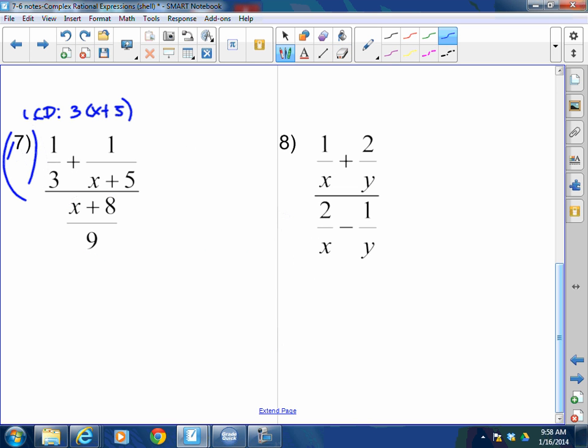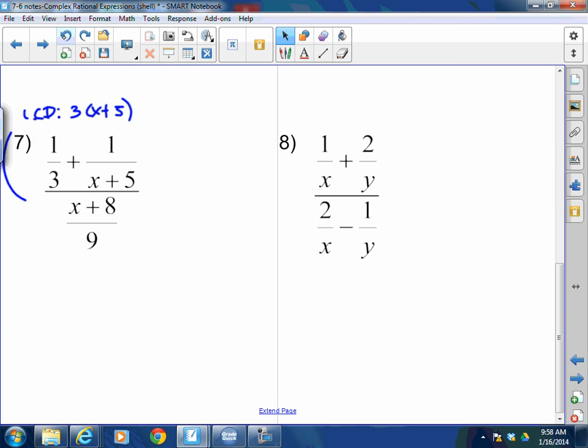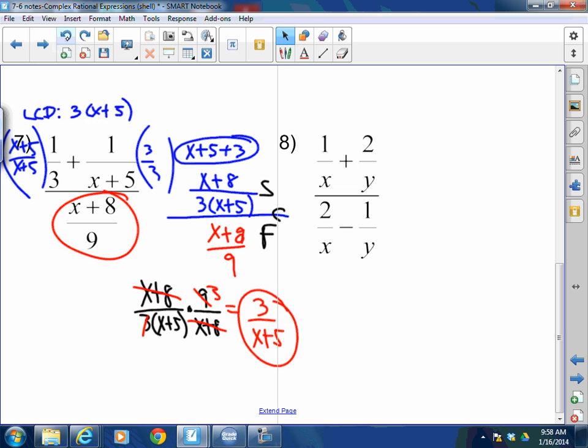You're multiplying an x plus 5 here, and you're multiplying a 3 here. Well, think about it. The numerator is this. So I got x plus 5 plus a 3. So that's x plus 8 over the 3 times x plus 5. Does that help you? Okay. Does that make sense?